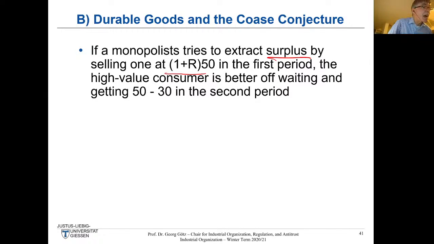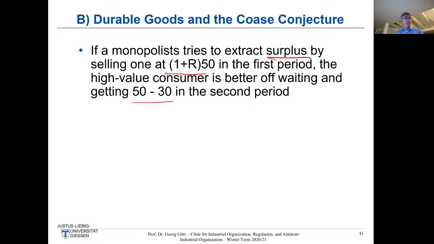But would this guy buy this iPad? Unfortunately, our consumer knows in the next period the price will be 30 anyway. Okay, it's a rational consumer. If I buy right now at this price of 1 plus R times 50, my consumer surplus is 0. If I wait, my consumer surplus is 50 minus 30, and I have to multiply it not by 1 plus R, but just by R, because I don't get any utility in the first period, but it's positive. Okay, so I will wait, and that's a problem of Apple here.